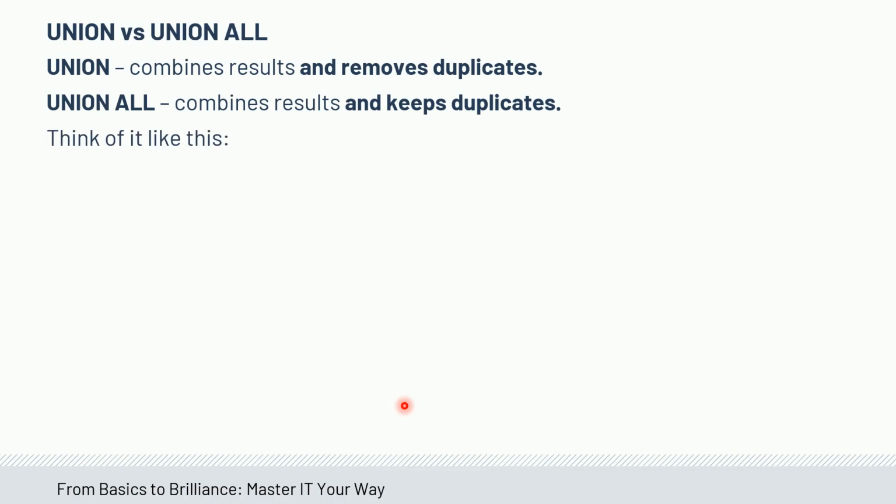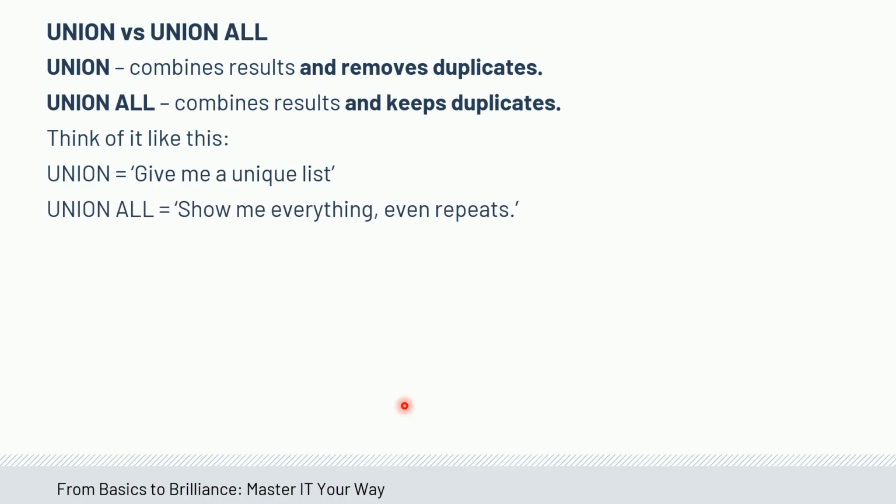Union combines results and removes duplicates. So once you do a union, it combines them, but if there are duplicates, they will be removed. It shows you the unique values. Union all combines results and keeps duplicates. Please bear that in mind. Think of it like this: union, give me a unique list. Union all, show me everything, even repeats. I believe that makes sense.